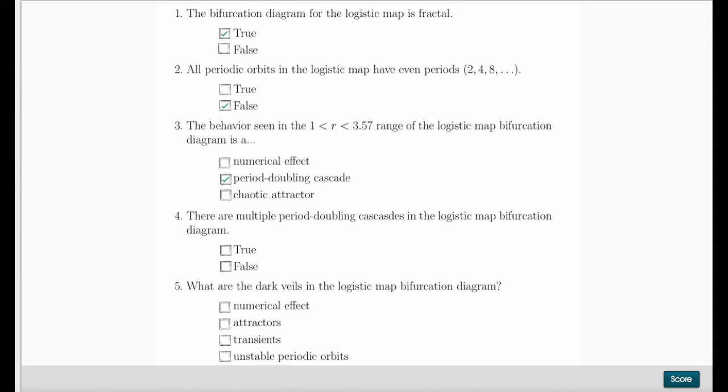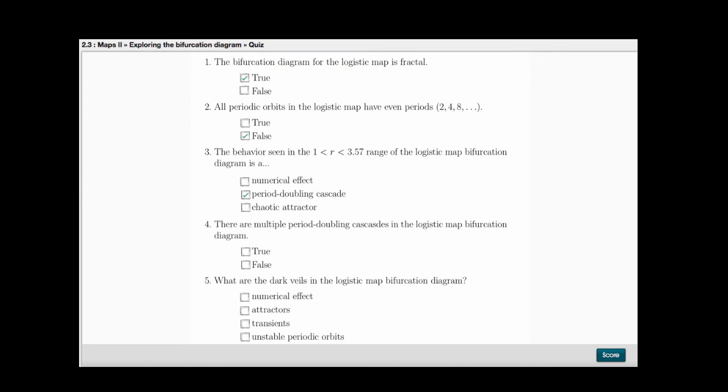The next question concerns whether there are multiple period doubling cascades in the logistic map bifurcation diagram. A period doubling cascade actually occurs not only in this first region that we just discussed, but in each one of these blank windows of structure. So for example, in this very large one, you begin with period 3, but then you perform a period doubling cascade back to chaos. Each one of these periodic windows will have the same period doubling cascade occur. So there are multiple period doubling cascades. As we just saw, there are in fact multiple period doubling cascades in the logistic map bifurcation diagram. So this question is true.